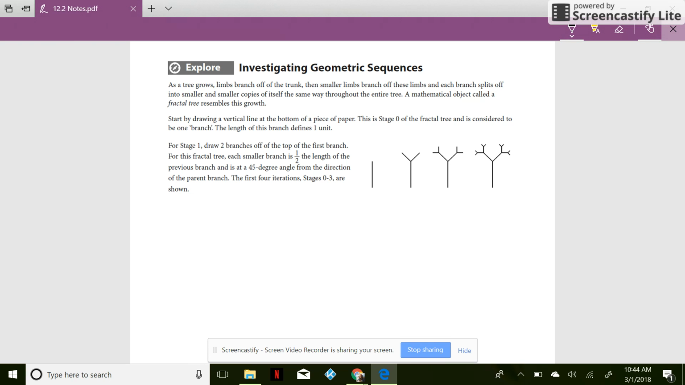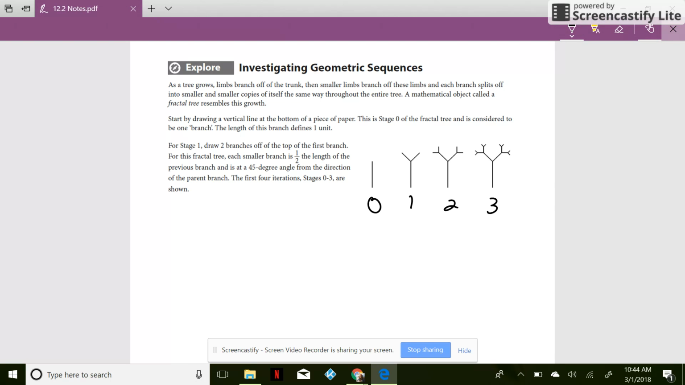So if you notice, we've got a vertical line. This is stage 0, and it is considered to be one branch. The length of this branch defines one unit. Stage 1 has 2 branches off of the top of the first branch. So this is stage 1, and then stage 2, and stage 3.